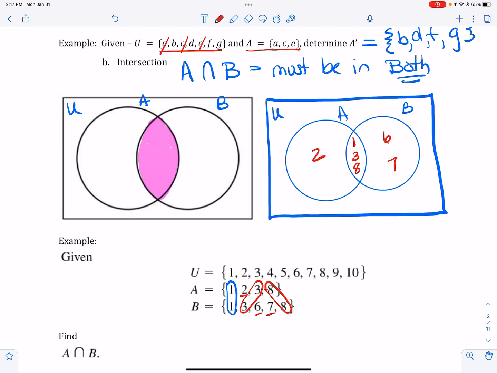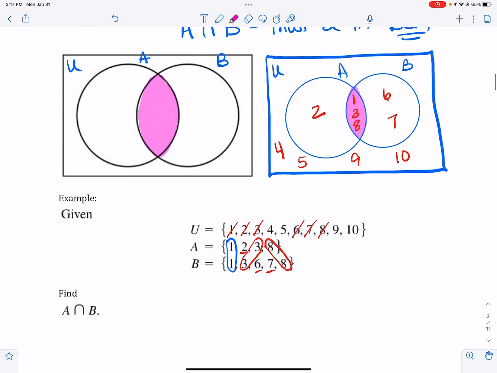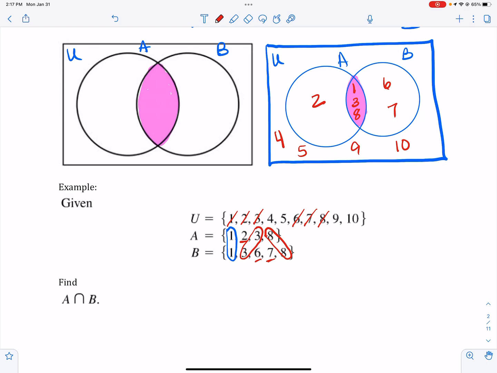And so now I have to see what numbers I did not use in the universe. I used 1, 2, 3, 6, 7, and 8. So what's in the universe is 4, 5, 9, and 10. And so my concern is only these right here. So the intersection of A and B would be listed as these elements, okay?